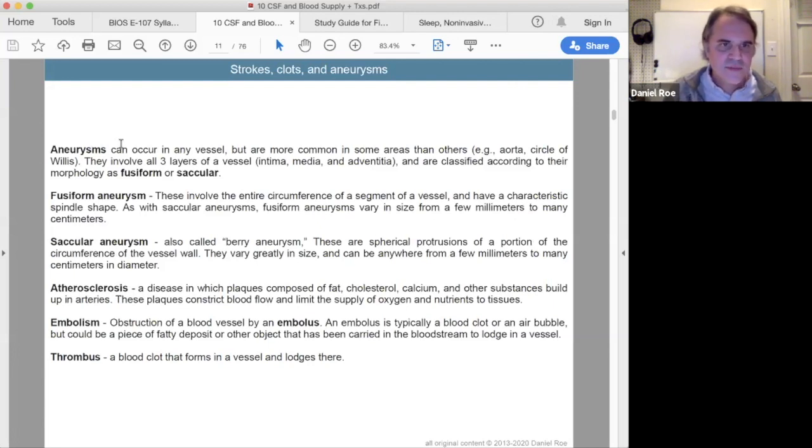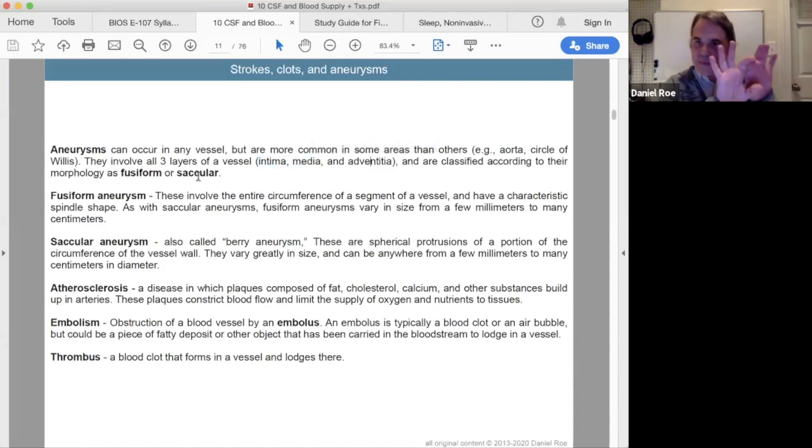So aneurysms. In here we talk about fusiform aneurysms and saccular, and we describe them by morphology. But I want to be clear, I think I should maybe rewrite this definition of aneurysms, because there are other ways to describe aneurysms. Sometimes a dissecting aneurysm will dissect between the intima and media layers of vessels. But in here we talk about fusiform and saccular.